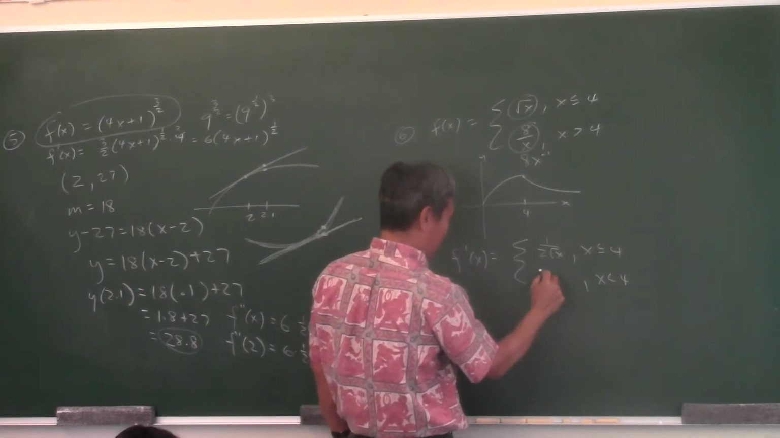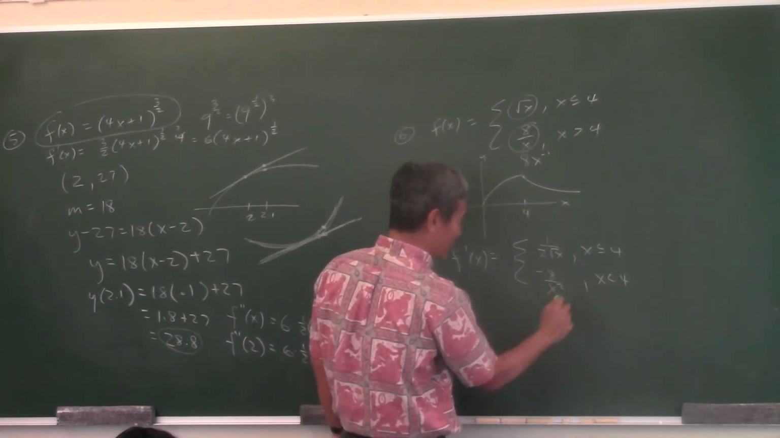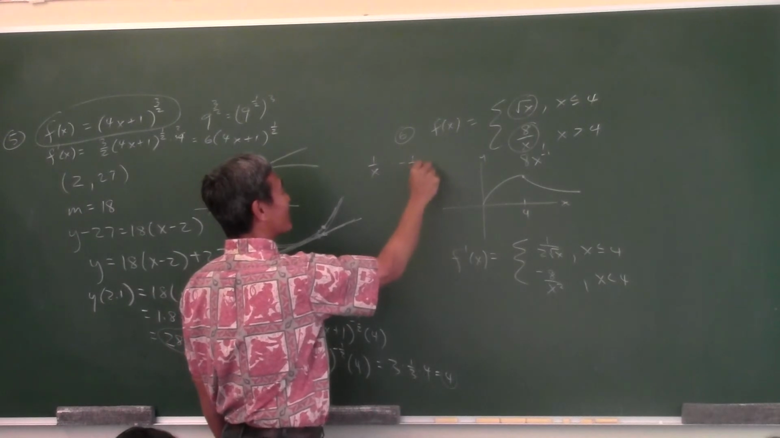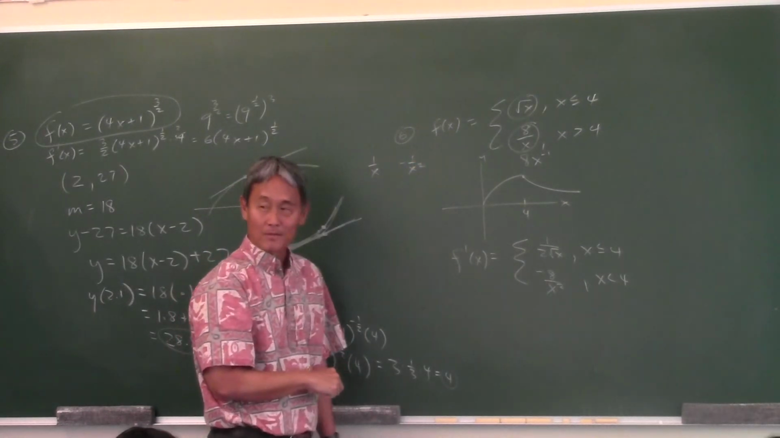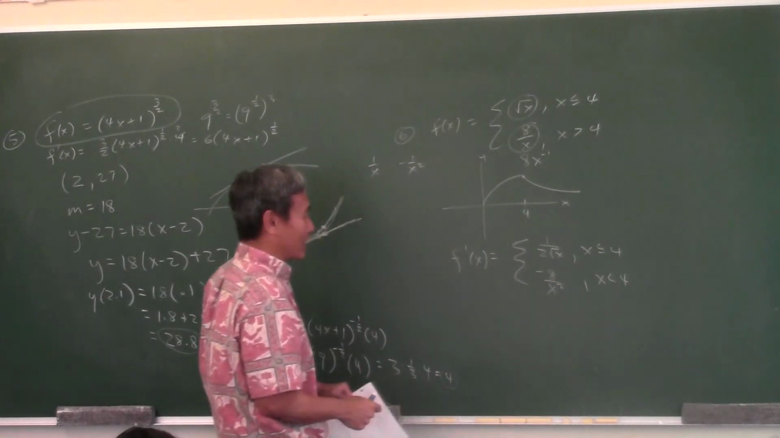Negative 8x to the negative 2. Remember I told you the derivative of 1 over x is negative 1 over x squared? It comes up so often. Well, whatever, you don't have to. Just take the derivative correctly.